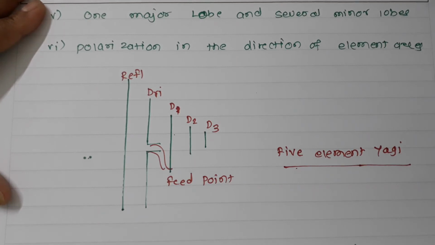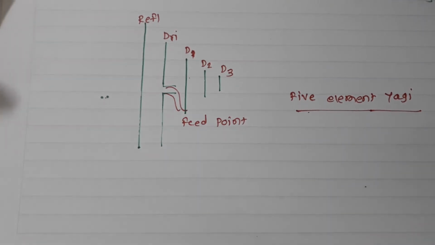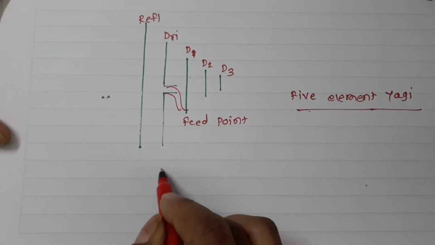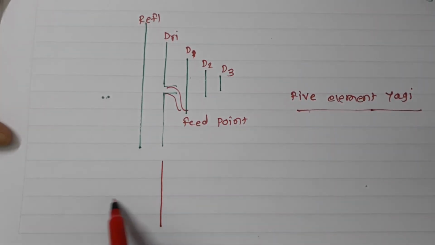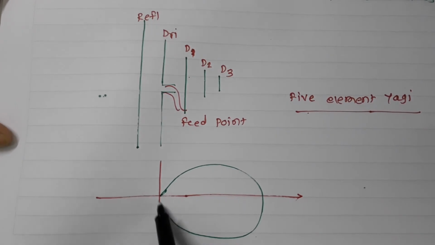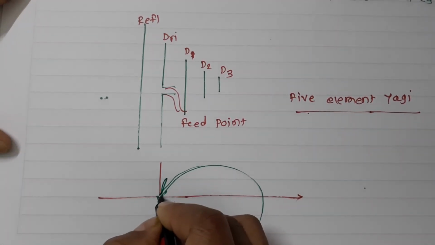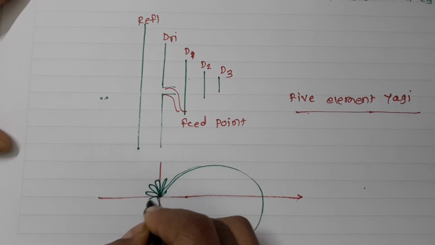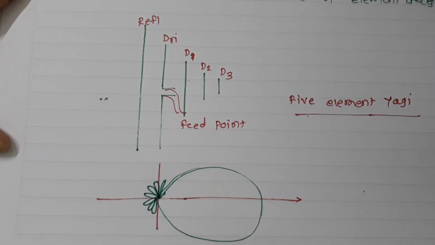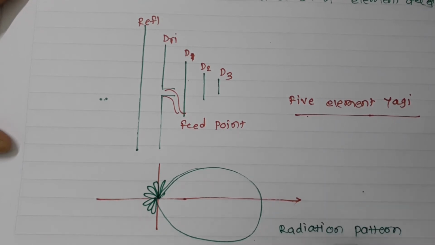Now if I talk about the radiation pattern of such an antenna, I'll get the radiation pattern like this. I'll have one major lobe in the direction of the reflector, and I'll have several minor lobes here like this. So this is the radiation pattern with the 5 element Yagi.